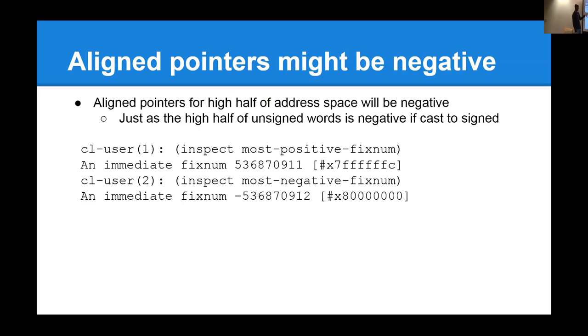So here I actually show the bit representation of what fixnums are in Allegro Common Lisp. The most positive fixnum looks like this, and if you're really nerdy, you recognize this as the word just before the half of the address space in 32-bit. And the most negative fixnum is the word just after that. Does that make sense to everybody? It's the same reason that if you cast an unsigned number to a signed number in C, you may get a negative number. This is a cool trick that we use a lot in AllegroGraph to do fast memory accesses without consing.